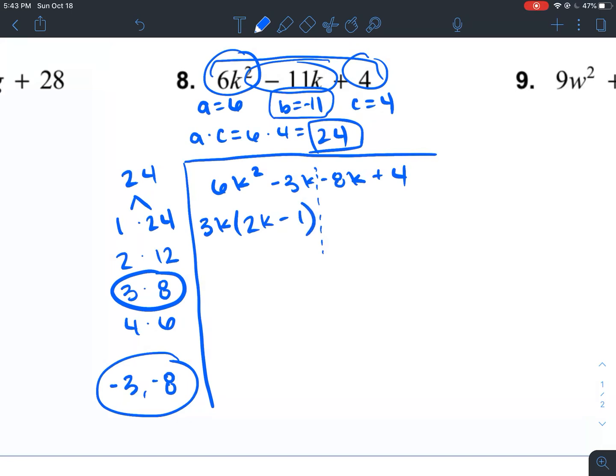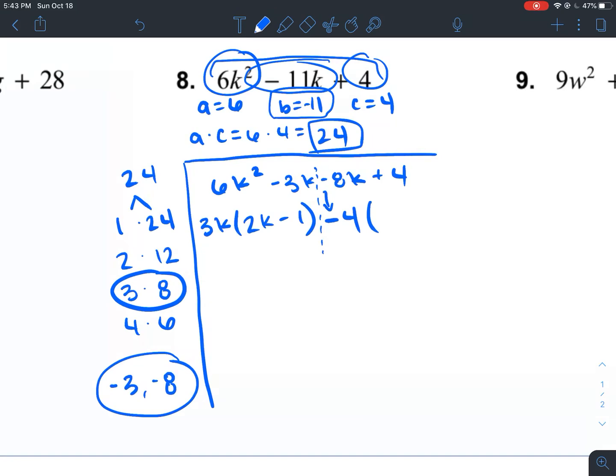And now we go on to the next two terms, which is minus 8k and positive 4. What do these two terms have in common? So drop your sign that we have here, which is minus, and they both have a 4 in common. So take out the 4.